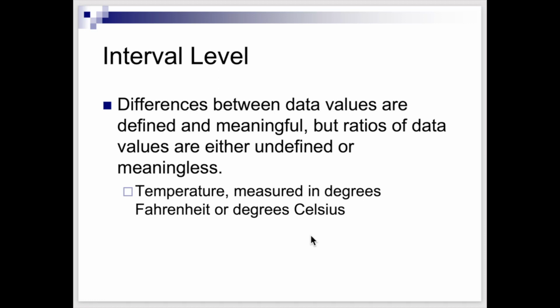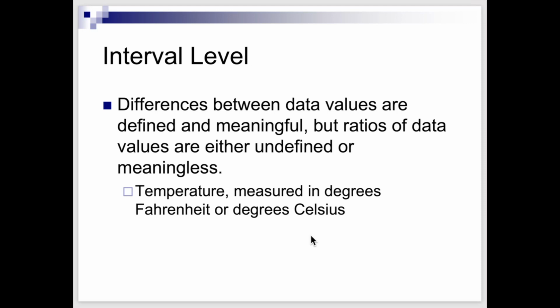However, the ratio of the two temperatures, obviously we could compute it, but it's not meaningful. So 90 degrees Fahrenheit divided by 45 degrees Fahrenheit, which, if we do the calculation, is 2, that value of 2 has no meaning. In particular, we cannot conclude that 90 degrees Fahrenheit represents twice as much heat energy as 45 degrees Fahrenheit. And the reason for that is that 0 degrees Fahrenheit does not represent a total lack of heat energy, all right?